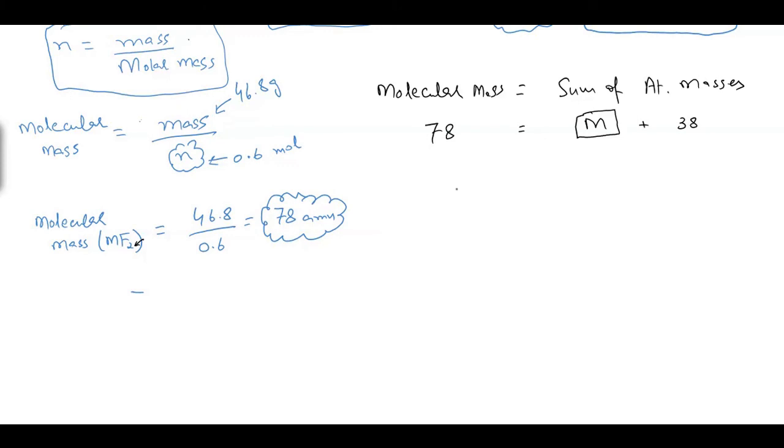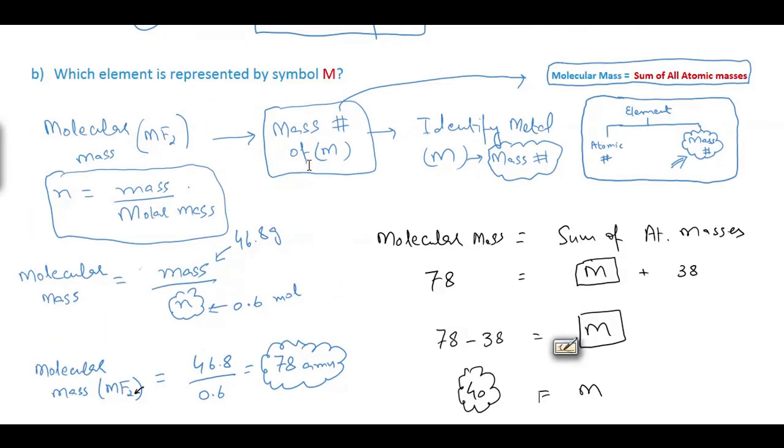So let's rearrange it. M will be equal to 78 minus 38, and M is the mass of metal M. So the answer comes out to be 78 minus 38, which is 40. So this is the atomic mass of metal M. We have determined the atomic mass of metal M, that is the second part of this. Now we are going to identify the metal M from this atomic mass.